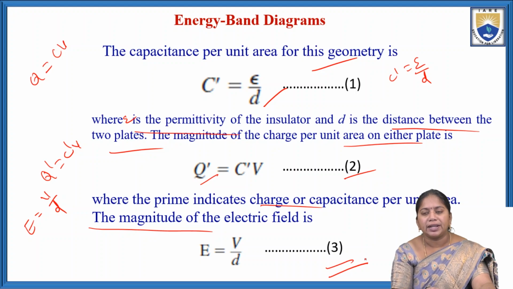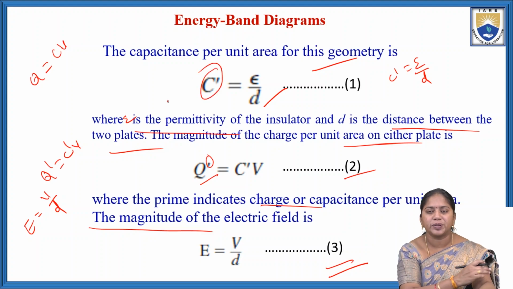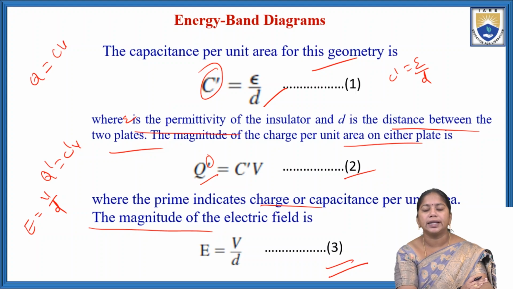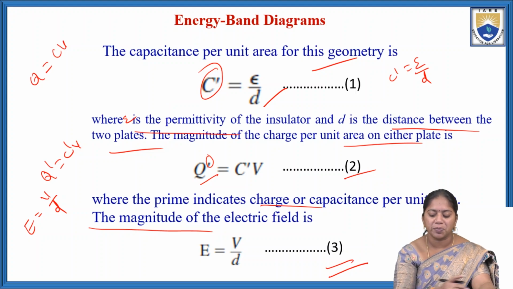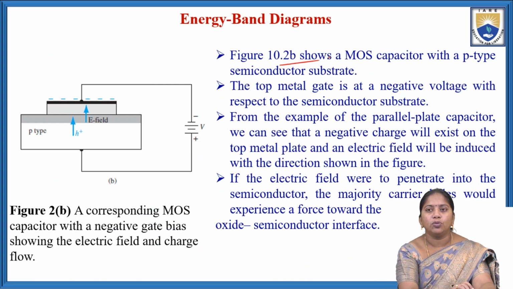So the prime indicates the charge or capacitance per unit area. Here this is the charge per unit area, and C prime means the capacitance per unit area. So the magnitude of the electric field is given as E equal to V by d, that is equation 3. Figure 2b shows a MOS capacitor.